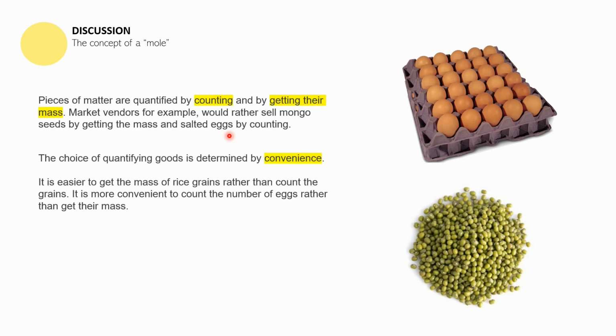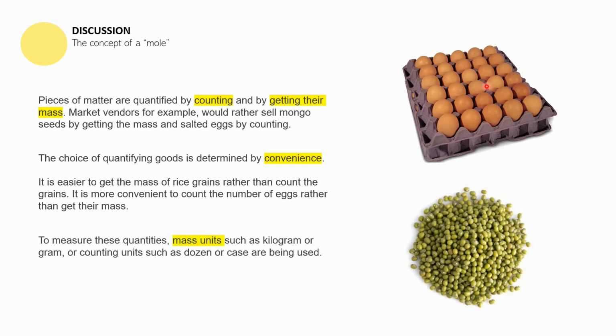So by kilo. The choice of how to quantify goods, how they will be sold and counted, is actually determined by convenience. It's more convenient to count eggs than to measure them by mass. And it's more convenient to use mass for these mango seeds, because it is very easy to get their mass rather than count them. These are the most convenient ways so far of quantifying them.